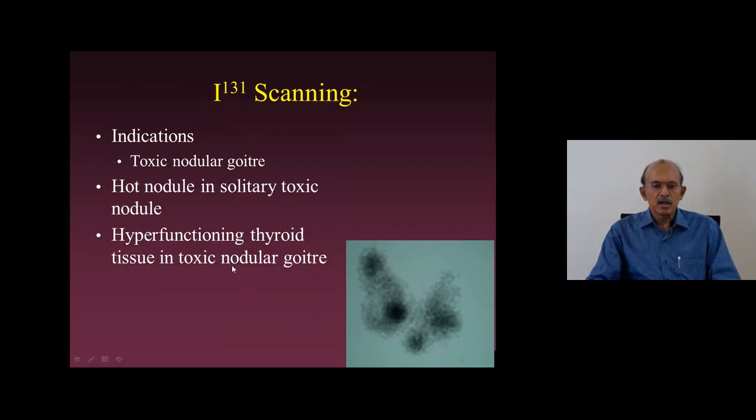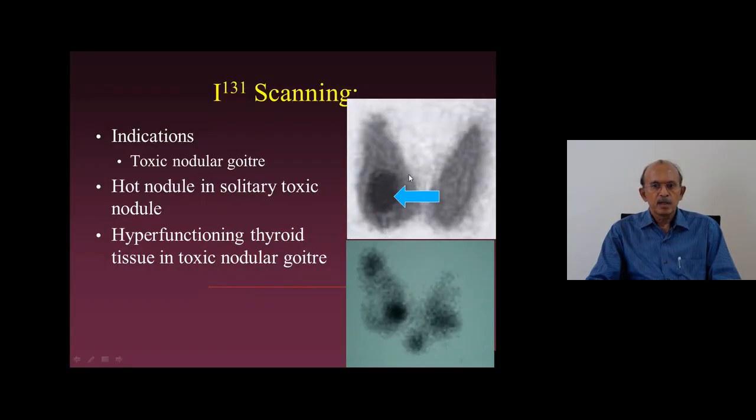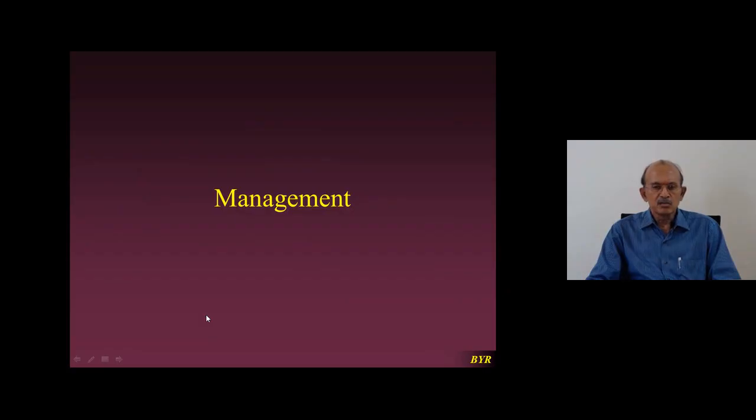In toxic nodular goiter, there will be hyperfunctioning thyroid tissue in between the nodules. This is a hot nodule, and here you find the internodular tissue is hyperactive. Why is it so? It is because in multinodular goiter, many of the nodules are degenerated or necrotic nodules. They are non-functional. The internodular tissue is the functional thyroid tissue and it becomes hyperthyroid.